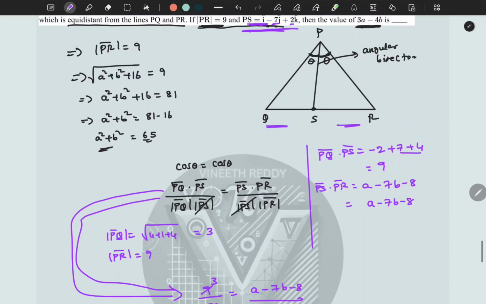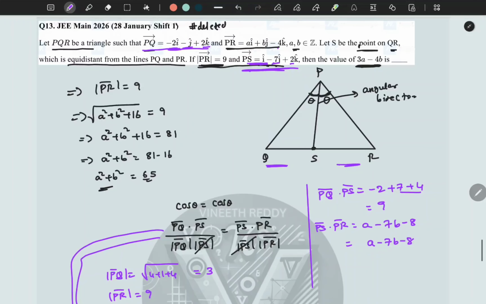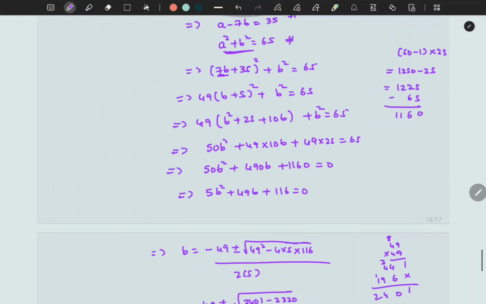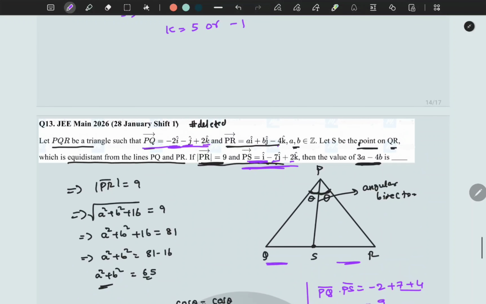Now think about it. What is QR vector? Did they give QR vector? Or we can even find SR vector. Let us find QR vector first. What will QR vector be? That will be PR vector minus PQ vector, right? And what is PR vector, dear students? अच्छा, अभी हम वो देख रहे हैं कि ये क्वेश्चन डिलीट क्यों किया.